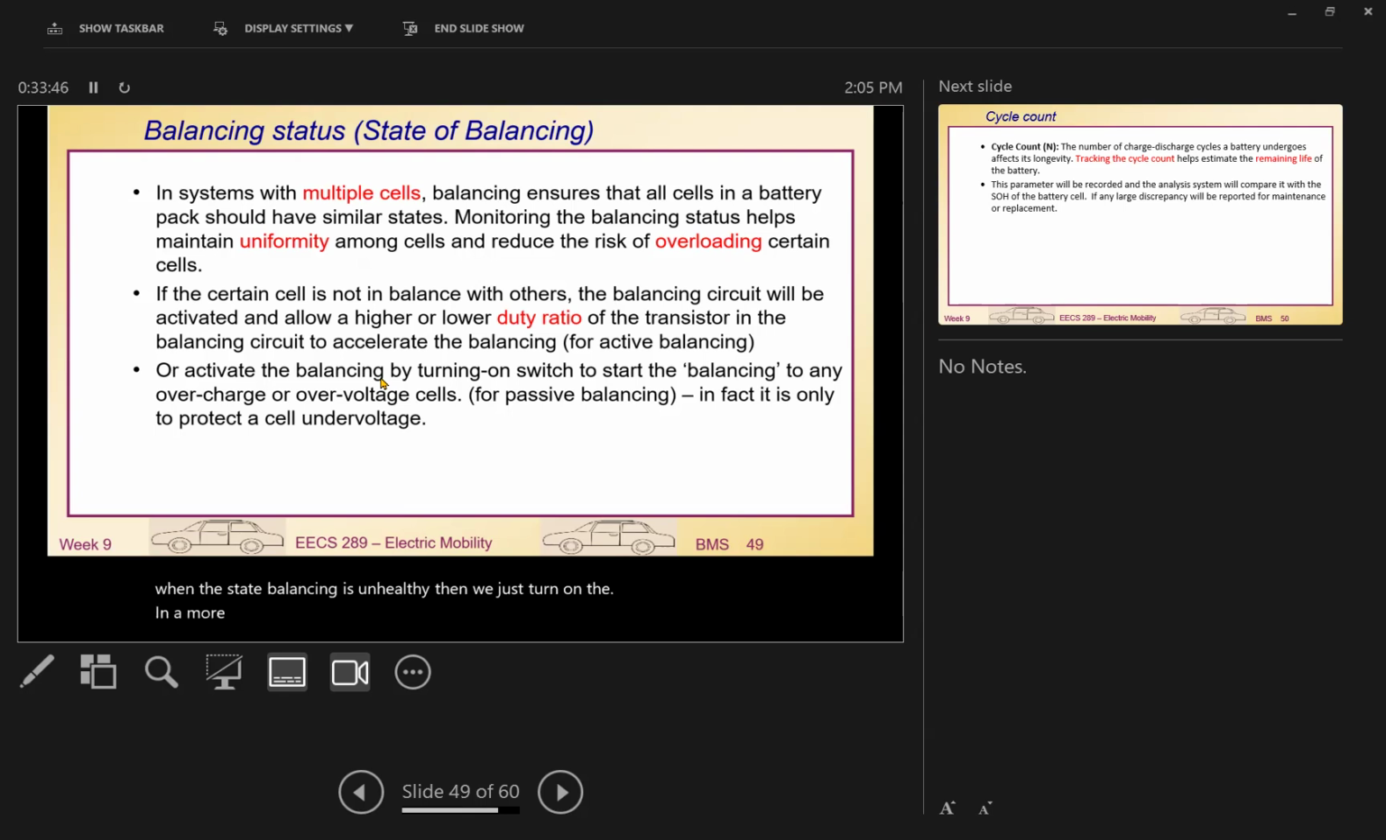So when the state of balancing is unhealthy, we need to turn up the duty ratio in a more aggressive way to balance them. For passive balancing, it looks more like overvoltage protection and overcharge protection, more like protection circuitry. Even though we have active balancing, we usually still have passive balancing to protect the battery from the top voltage issue. So for active balancing with the MOSFET, we still need passive balancing to protect from top voltage damage.